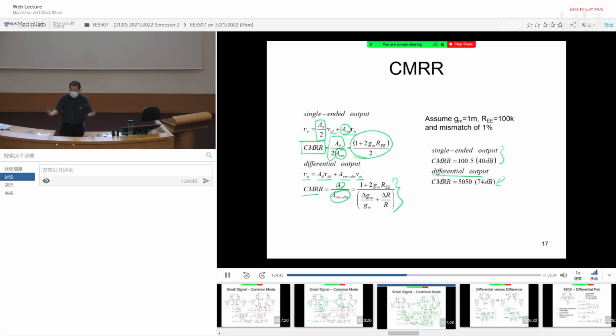Okay? And the principle is very simple. When they move equally, they cancel out. You don't have noise. Okay? That is the beauty of it. So remember, all the analog and RF designers, they always like differential.